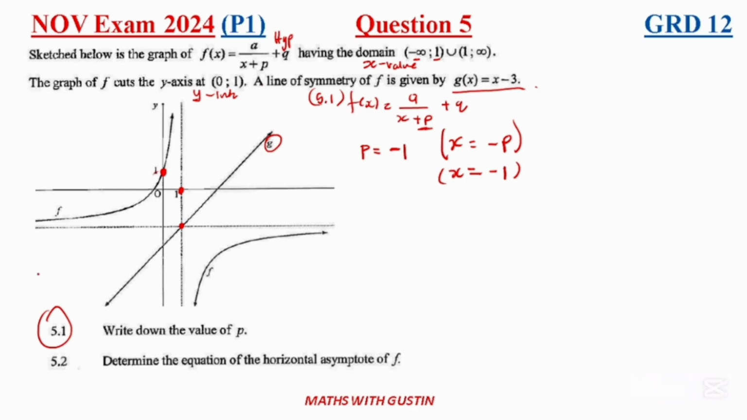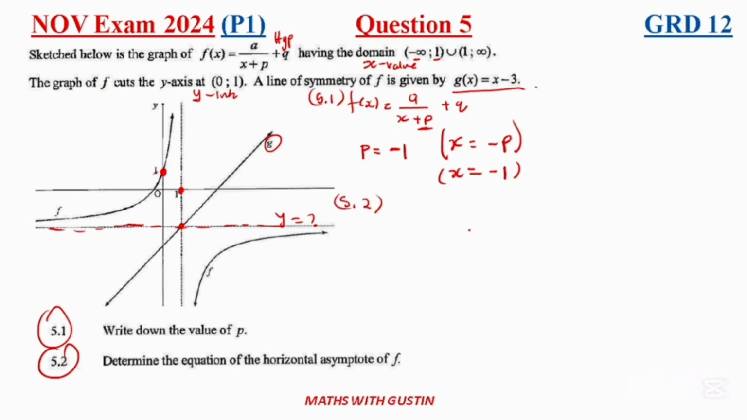All right, so now let's move on. 5.2, determine the equation of the horizontal asymptote. So now they want us to find the equation of the horizontal asymptote, which is this line here. So they want us to find out this line here. Okay, so 5.2.